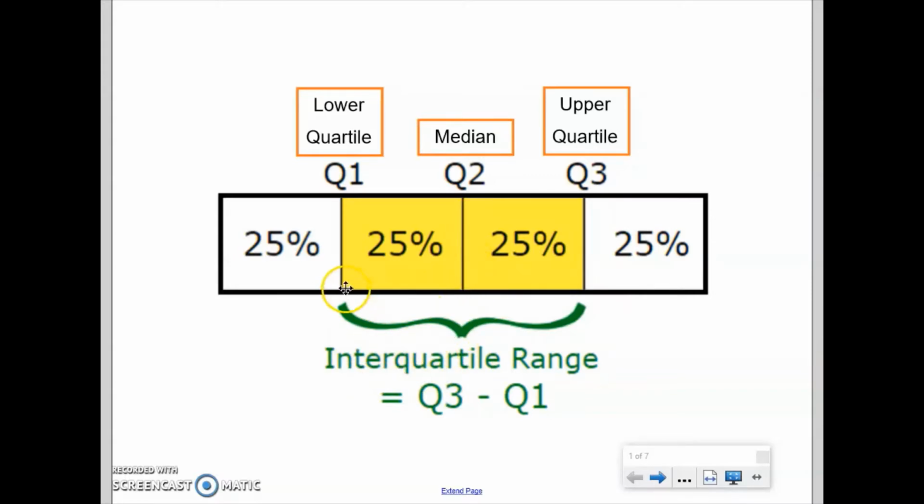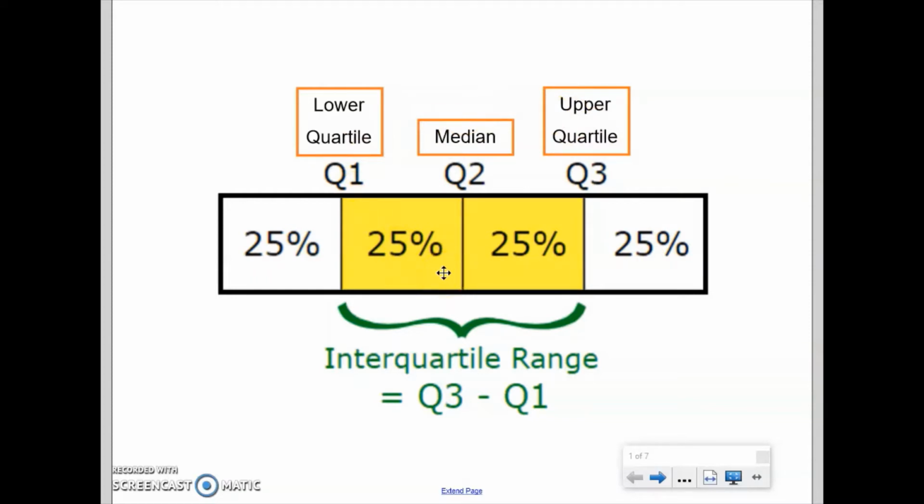Lots of people prefer the interquartile range rather than the range of the data as a measure of spread because it only focuses on the middle 50%. So some people could say that that is the most important section of the data, the middle 50% of the data. So the interquartile range is a measure of spread, and it is sometimes preferred to the range of the data because it's focusing on the middle 50%, not the full 100% of the data.